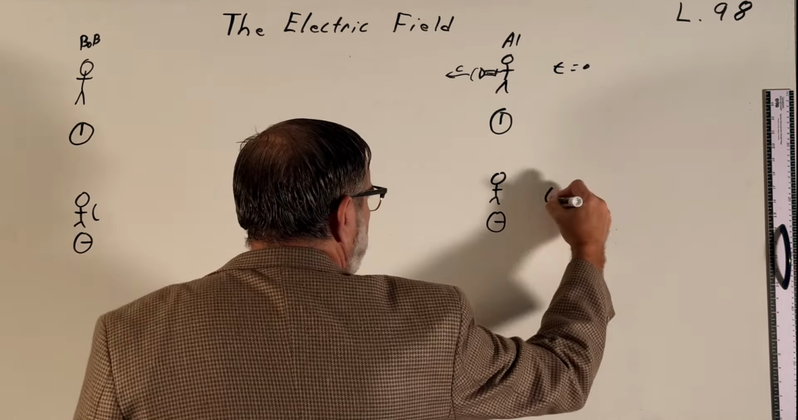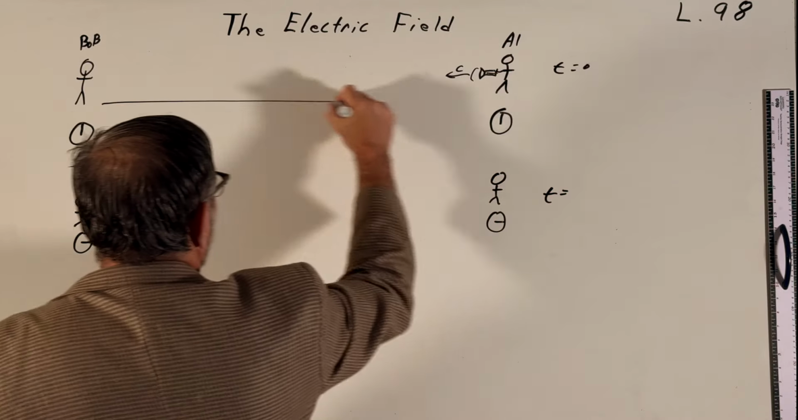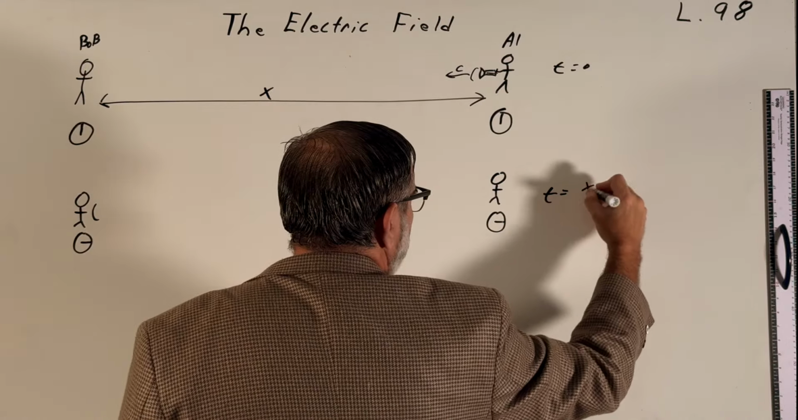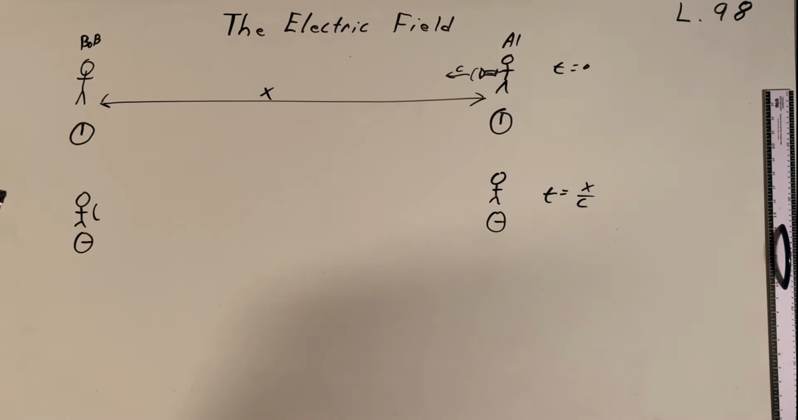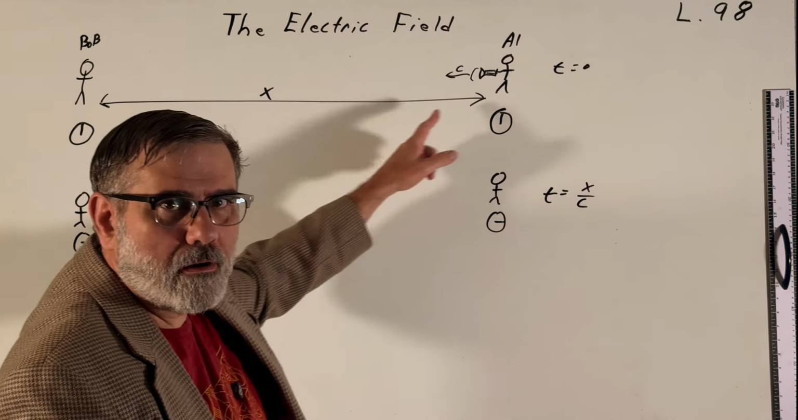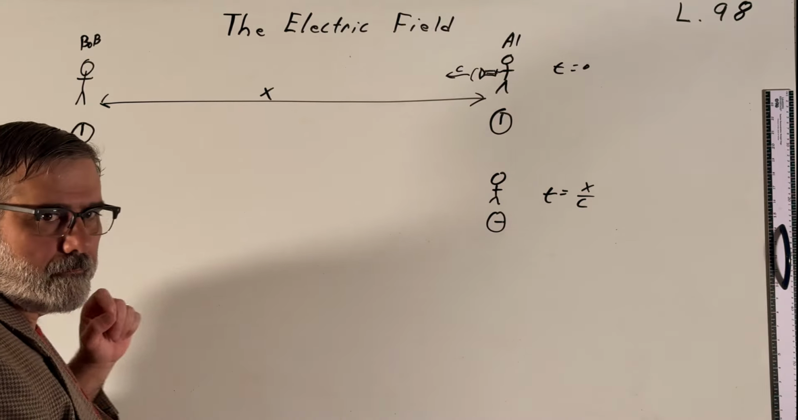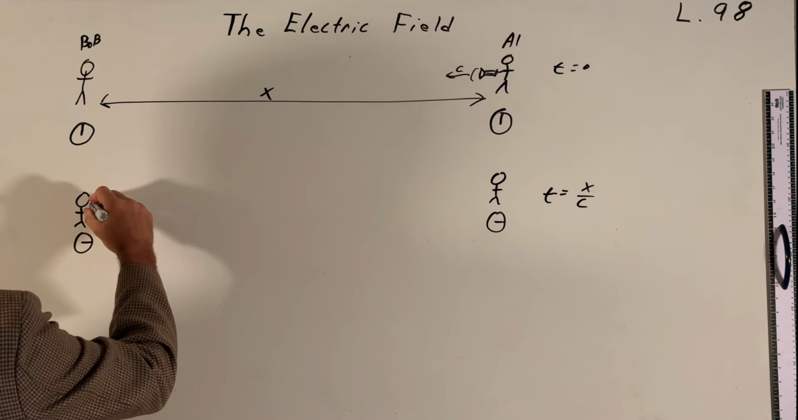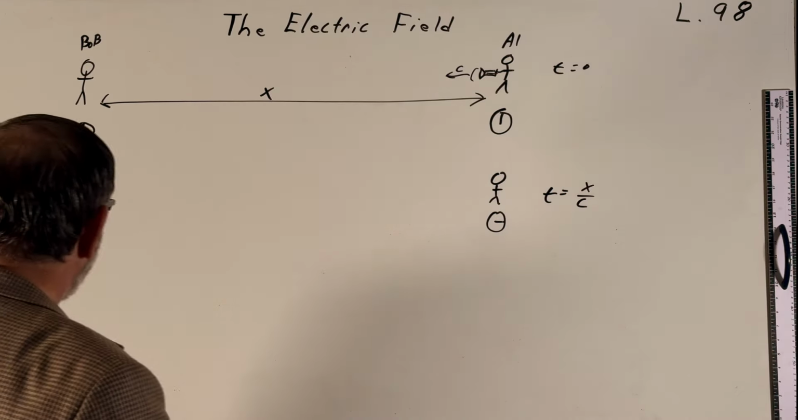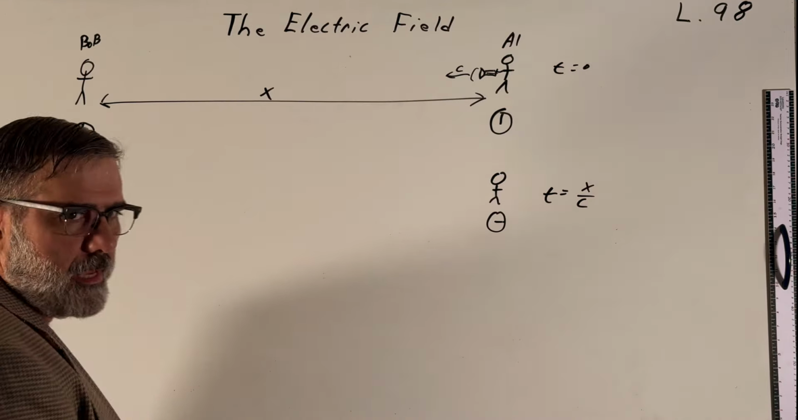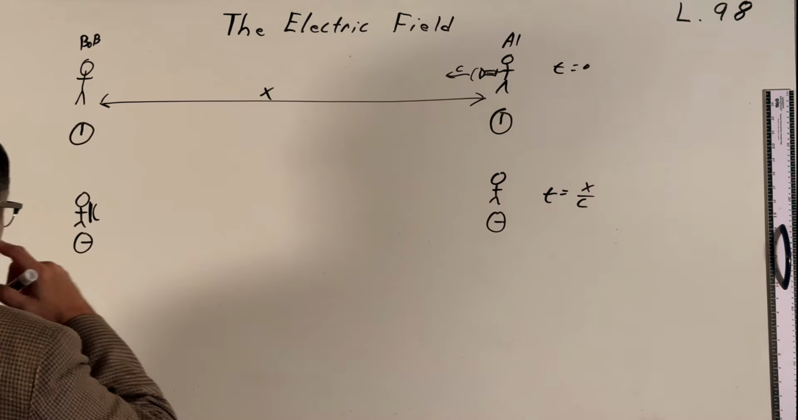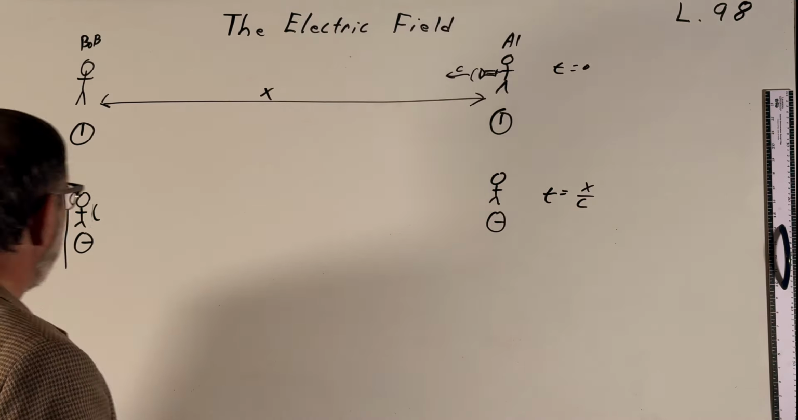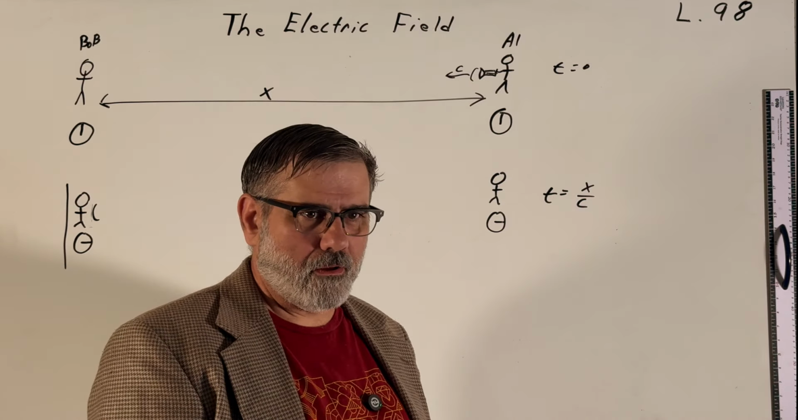And this is at time t equals, so draw this out. This is the distance x that we're separated by. This is at t equals x over c. That's how long it took for the light signal to travel from here to here, right? And of course, we're going to give Bob a big mirror to reflect back the light. Let's put the mirror here. There we go. Put the mirror behind Bob and the clock.